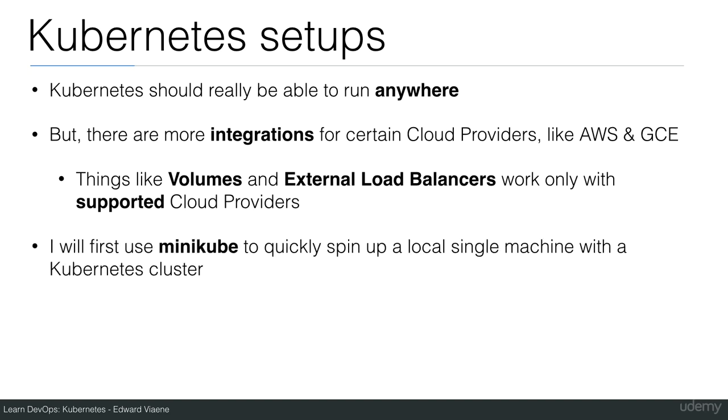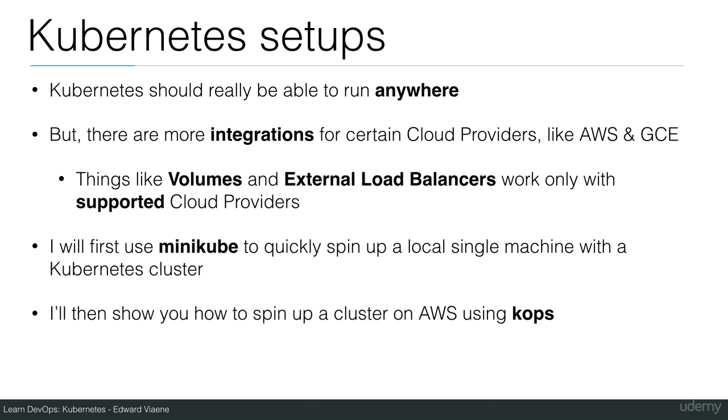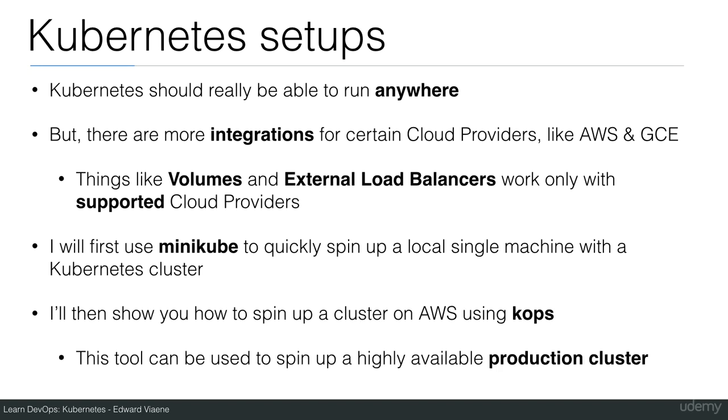I will first use Minikube to quickly spin up a local single machine with a Kubernetes cluster. You can use Minikube on your laptop or your desktop to spin up a Kubernetes cluster. I will then show you how to spin up a cluster on Amazon AWS using kops. Kops is a tool that can be used to spin up a highly available production cluster.